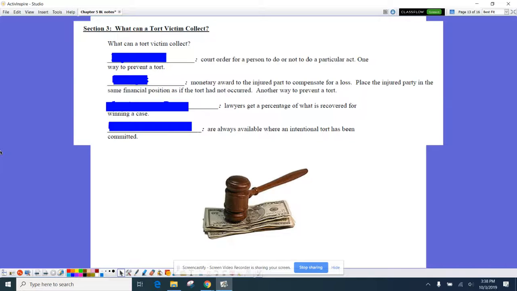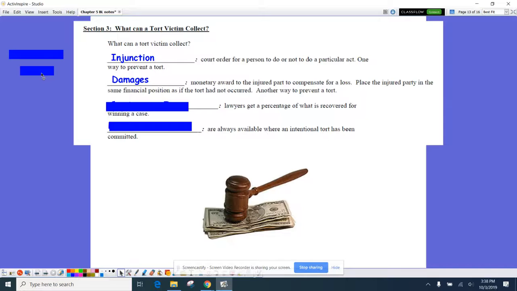What can a tort victim collect? Well, you can use an injunction. This is something that might stop a certain action of a business or a company. For example, if the company is putting out a product that is known to hurt and harm people, an injunction can be filed to stop the company from producing the product. Or you can take them to court and work towards receiving some kind of damages.